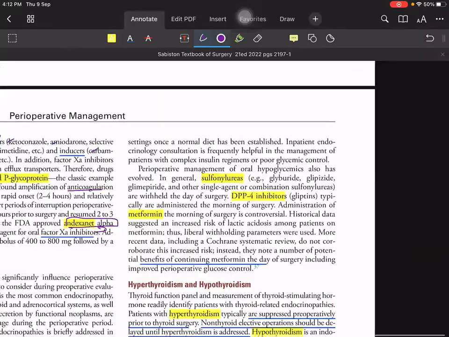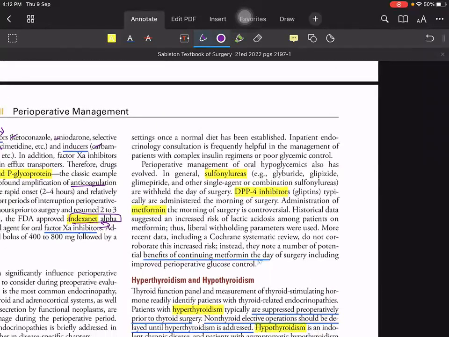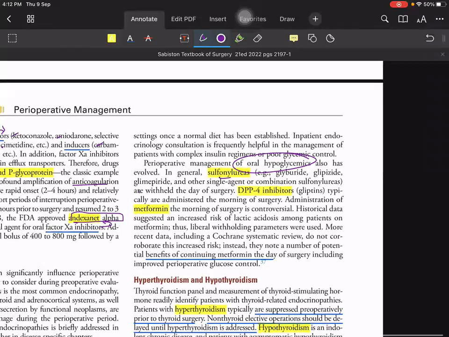And what about the other oral hypoglycemic agents? We covered insulin; now the oral hypoglycemic agents. Sulfonylureas are to be withheld. And the DPP-4 inhibitors, the patient should take them. So sulfonylureas they will not take, and DPP-4 inhibitors they would take.